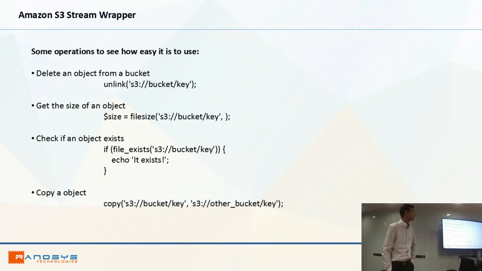Similarly, you can directly use the filesize method, file_exists, and you can use copy. Copy is a good command here. With copy, you can copy from one bucket to another bucket, or within the same bucket also. So it's really easy as a starting point if you are going into AWS and want to use S3 services.